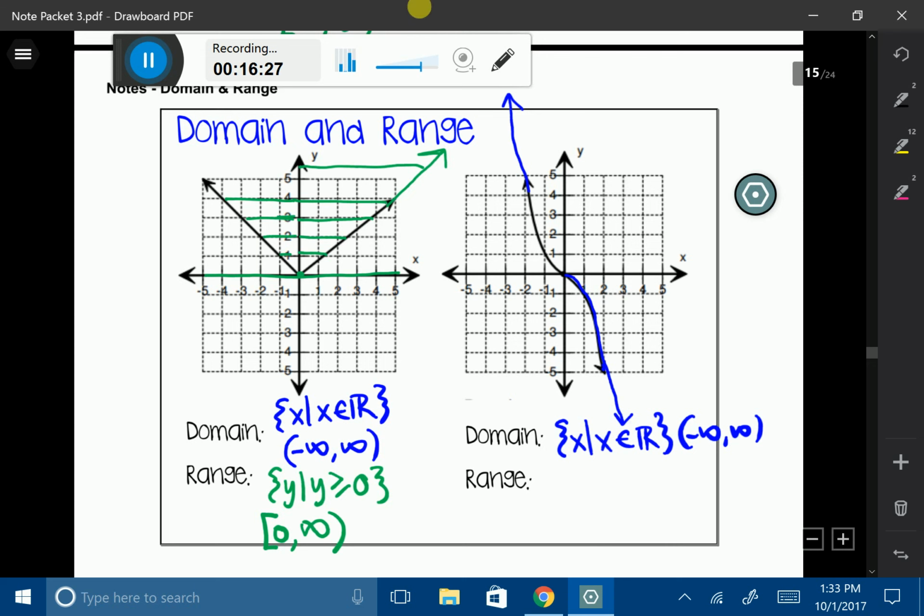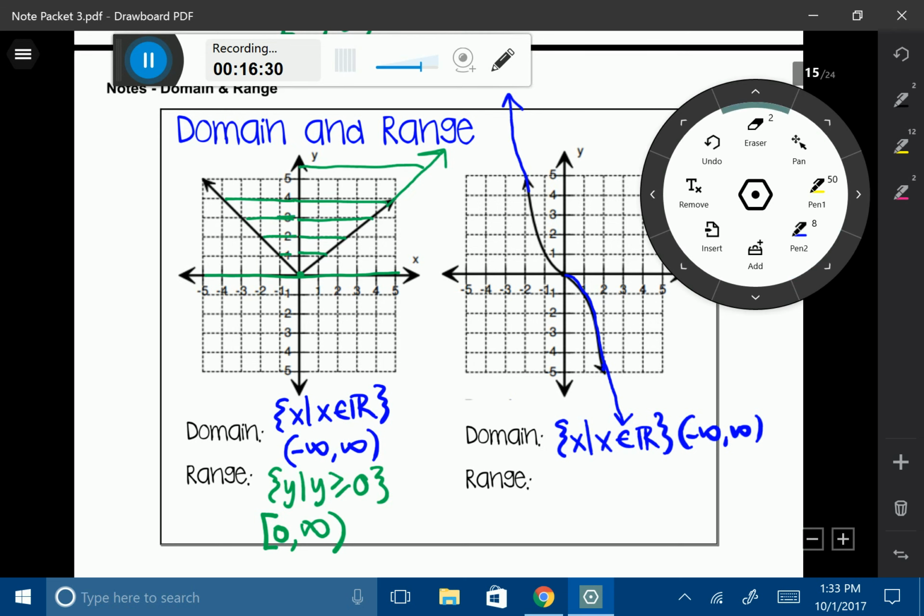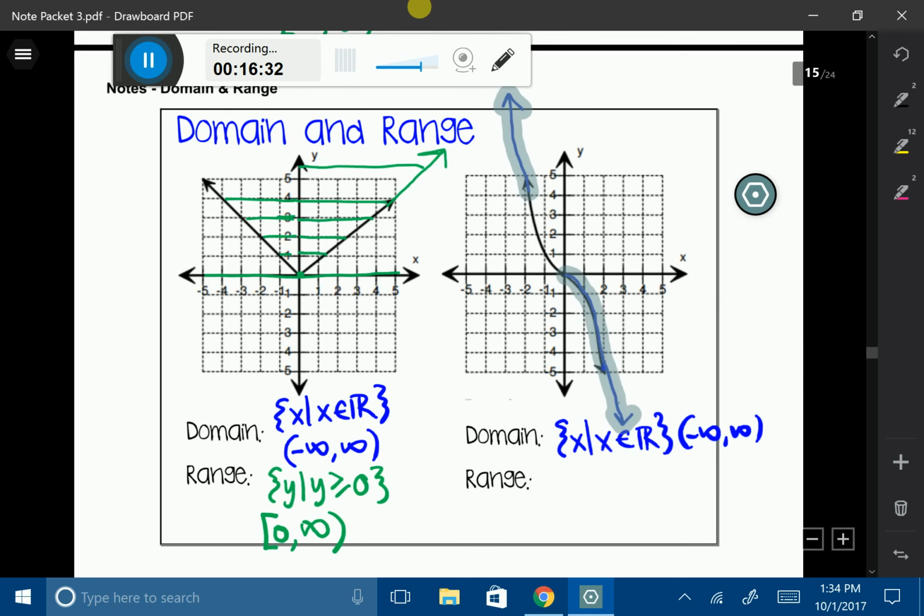Now, my range values, let's look here. It's a little bit trickier to see. Okay, my range values, you can see that this graph will always have a corresponding range value. And no matter where I go on this graph, it's always going to also have a range value. So this is also going to be all real numbers, y such that y exists in the real number system. Same thing with my interval. It'll be from negative infinity to infinity.